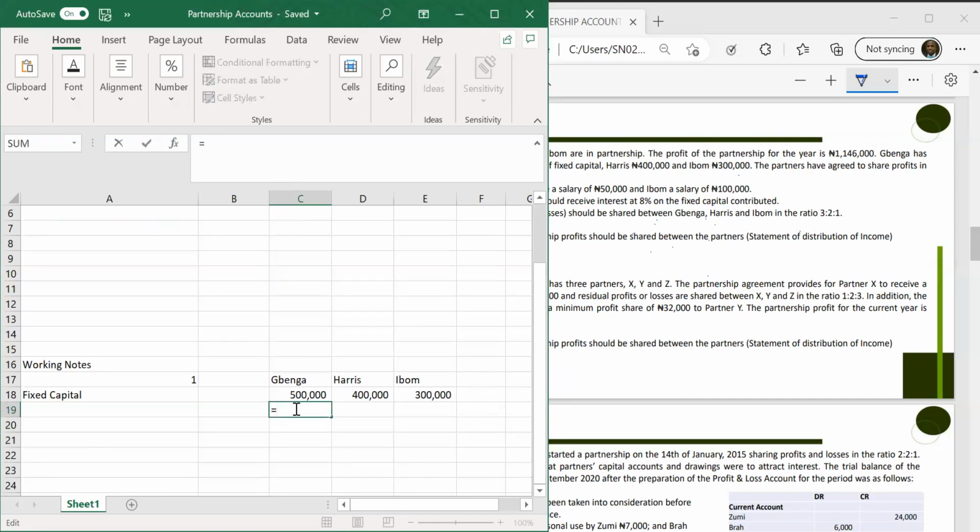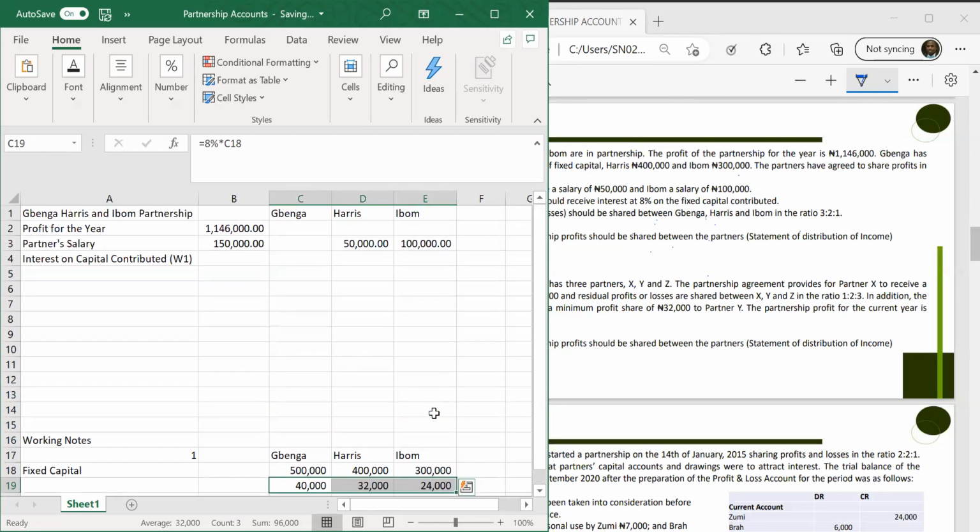Okay, so you're saying that I will do it like this: 8% times 500,000. Is that correct? 8%, yes. Okay. So I'll do that again for the others. I'll just drag it like this. See, it's the same thing. 8% times 400,000. 8% times 300,000. So this is our answer, right?